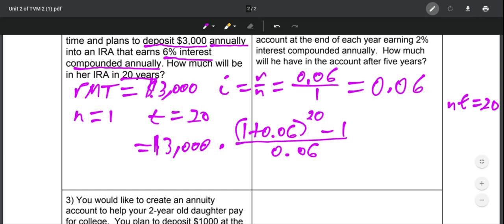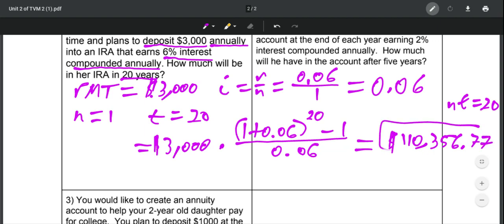0.06. You're going to plug that in your calculator, and that's going to give you your final answer, which is going to be $110,356.77. That's how you do it.